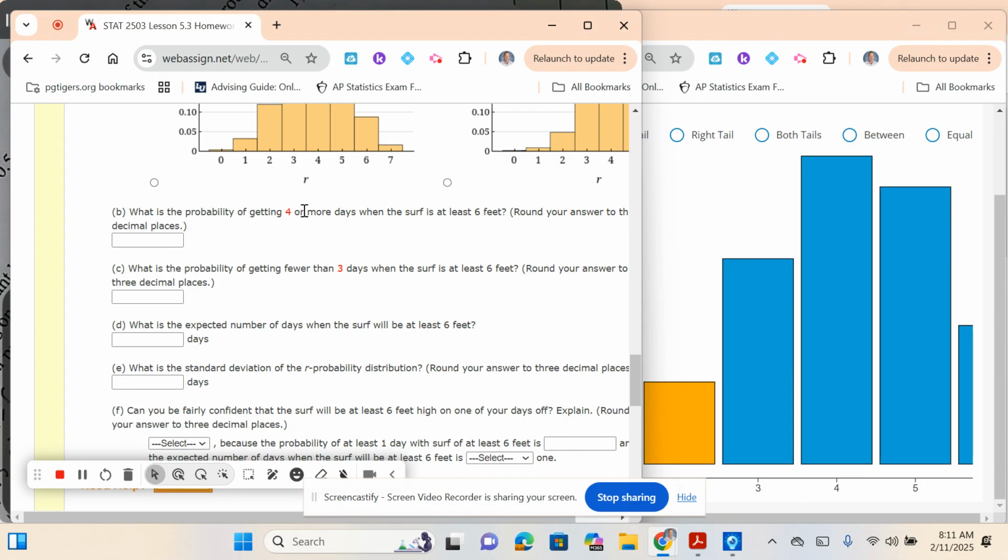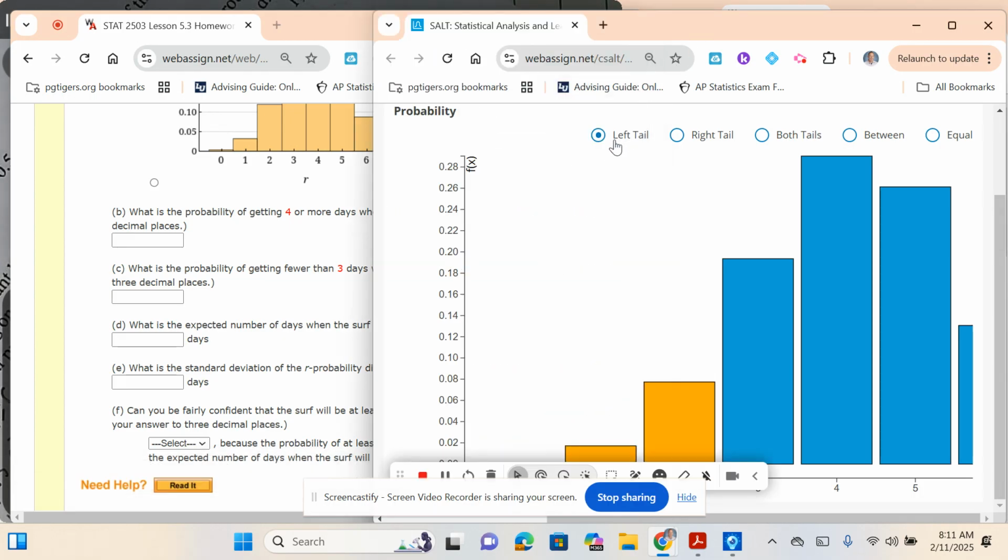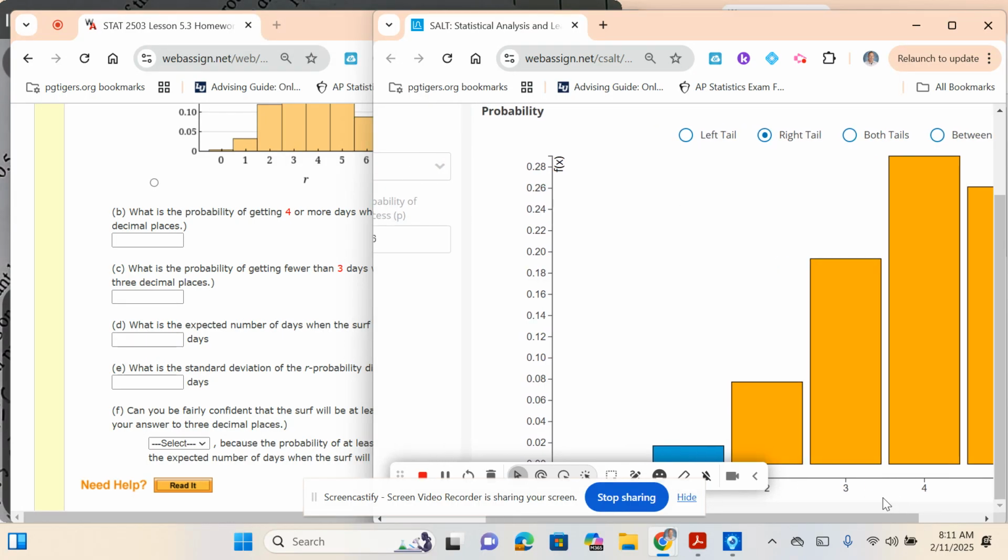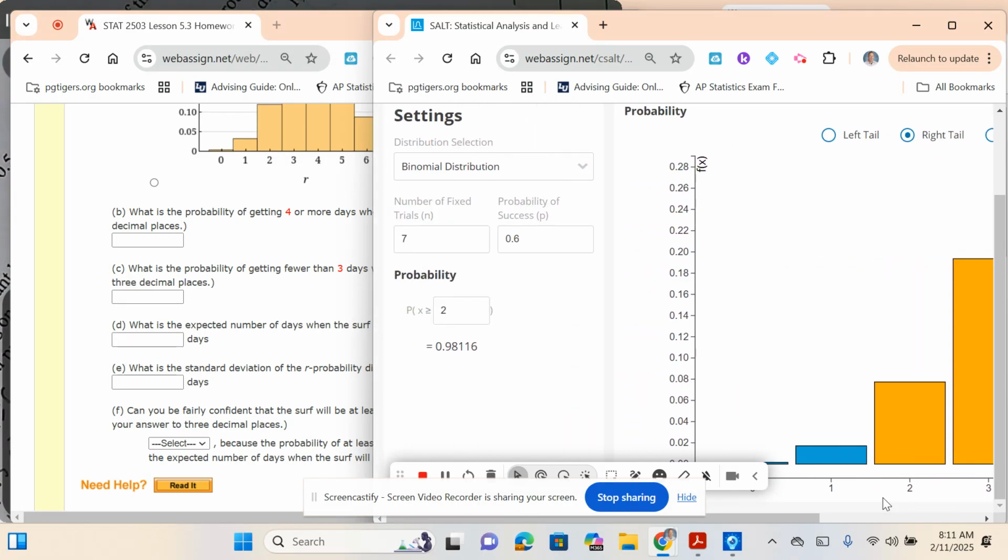So if you're talking about a number and above, what do you use in the binomial distribution? Is that a left tail, a right tail, or equal when I'm talking about above? Which way would be above? Right's above. Now, the next question I have to ask is, does 4 or more include 4? Yes. So I'll include 4 whenever I put my value in there.